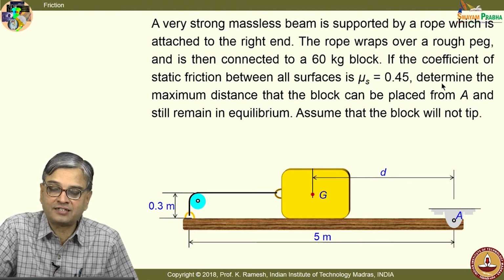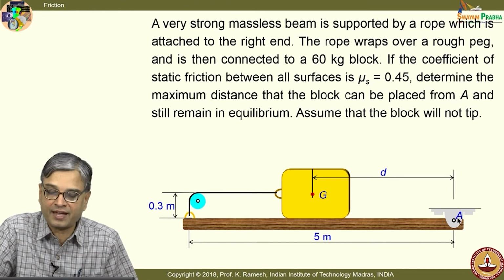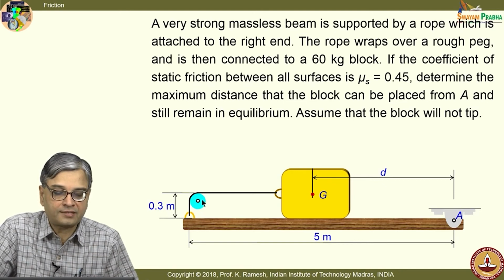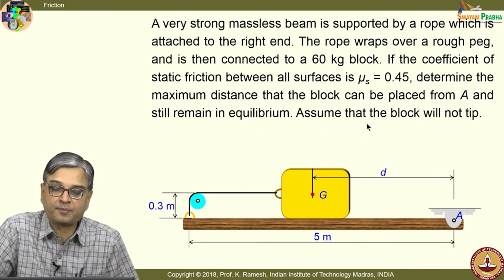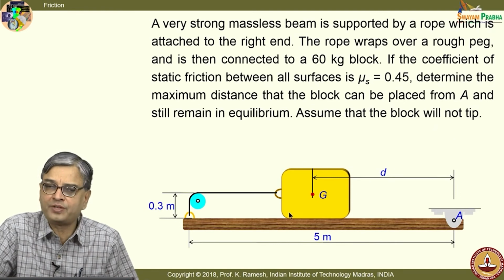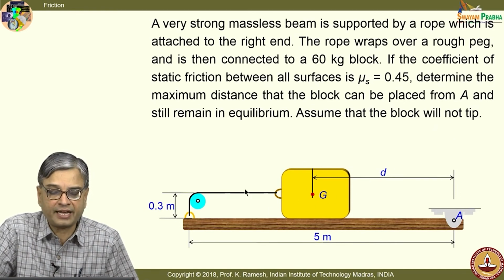And the question asked is, determine the maximum distance that the block can be placed from A. I have labeled this as A and this is hinged, and I have a hook here. I have a pulley supported by some other means, and the geometric dimensions are given, and assume that the block will not tip. That is also very obvious from the way it is being connected. I have the hook aligned with the center of gravity of the block.